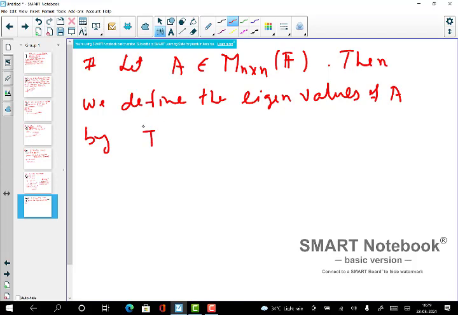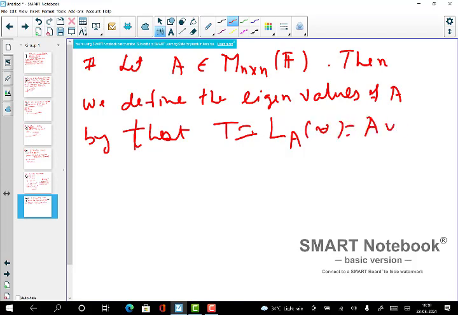So T is already given to me, right? T with respect to some basis. Okay, so let me say it otherwise. By eigenvalues I mean those of the operator T. What is T? T is here the function L_A. With respect to a matrix A, we can define a multiplication operator. L_A sends a vector V to AV. So this matrix is actually defined by this linear operator.